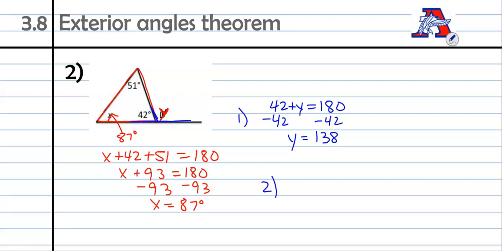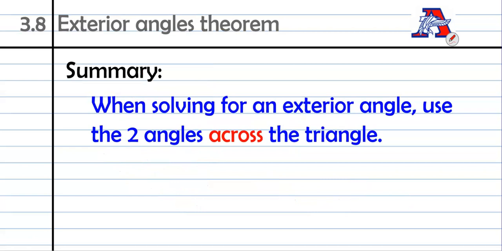Or option 2 is to use that exterior angles theorem, which says that y is equal to this one plus this one, those two opposite interior angles. So if we did that, 87 plus 51 is 138. Okay, so there's two different ways you can do that problem. You're going to get y equals 138 either way. Okay, and that's it. So in summary, when solving for an exterior angle, you want to use the two angles across the triangle from the exterior angle, and then it's pretty simple and straightforward from there.